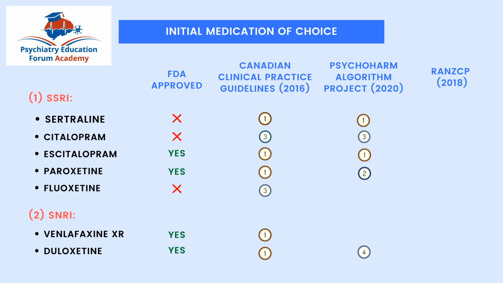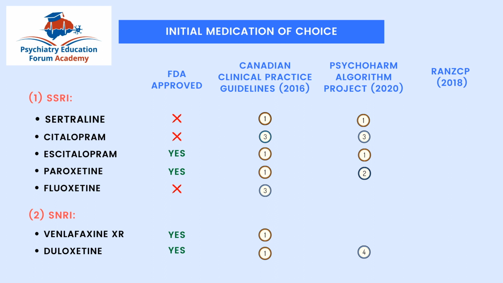So you see the duloxetine comes in at number 4. Actually, I think I should make it number 3 because they recommend citalopram to be avoided. So sertraline and escitalopram first, followed by paroxetine if needed, followed by duloxetine. This is what the Psychopharmacology Algorithm Project recommends.